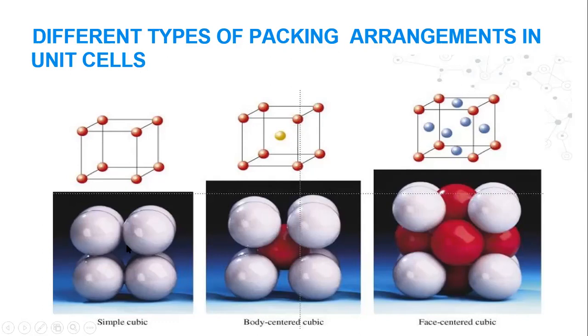You can see it in the picture also. In the simple cubic there is no internal atom formed, and in the body centered cubic a single atom is formed at the center of the cube. You can see it in the red color. And in the face centered cubic it is formed on the faces of the cube, the different faces of the cube.